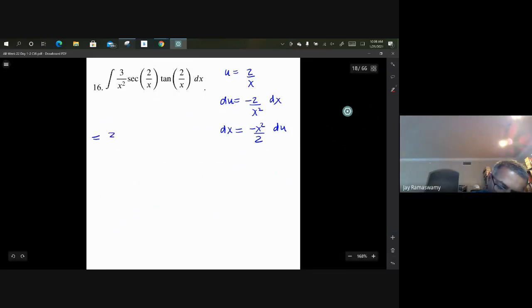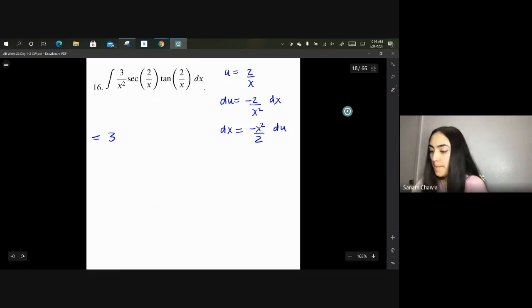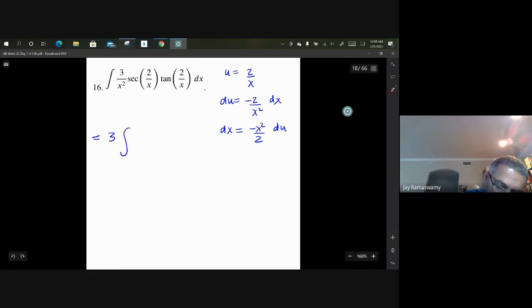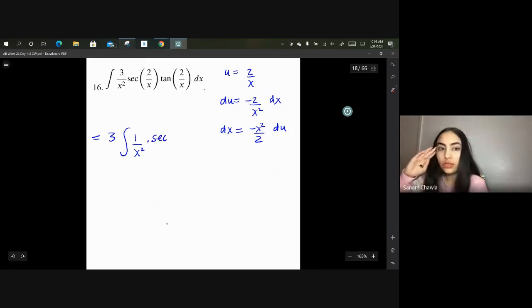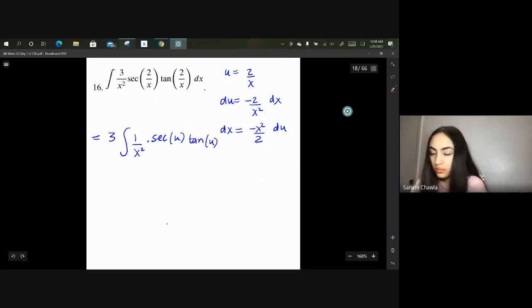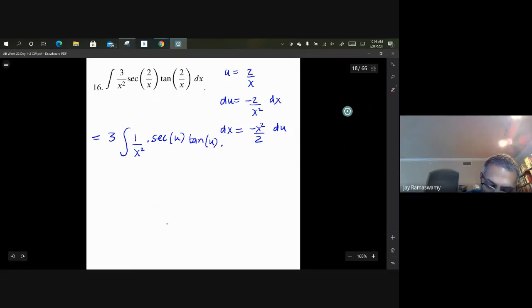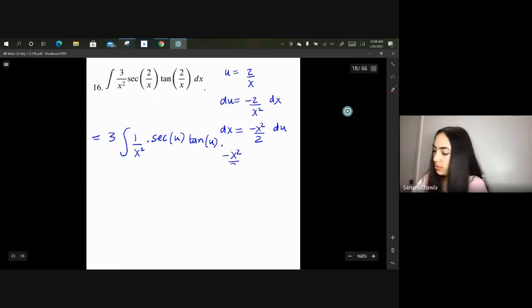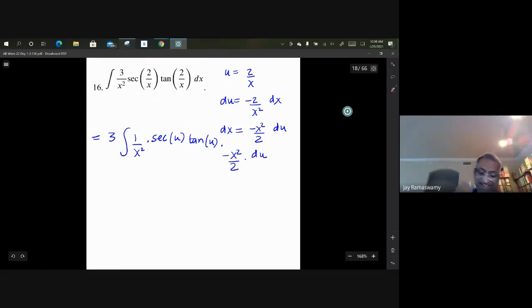So can we pull out that 3 on the top? Yeah. Okay, don't freak out. Guys, the variables should stay on the inside. So that's 1 over x squared, secant u tan u. And what is dx after all? Negative x squared over 2 du. Okay, finish the problem. Cancel, adjust the numbers, finish the problem. Cancel terms. I'm guiding you.